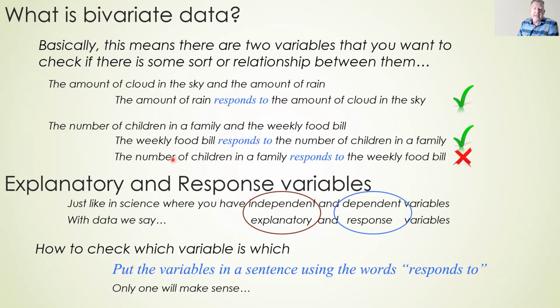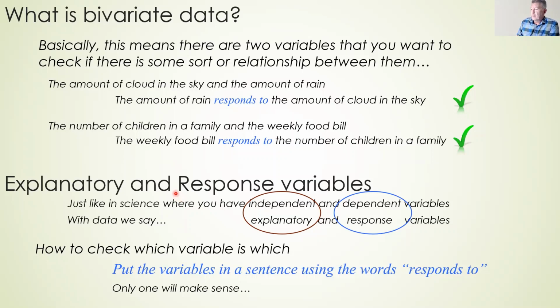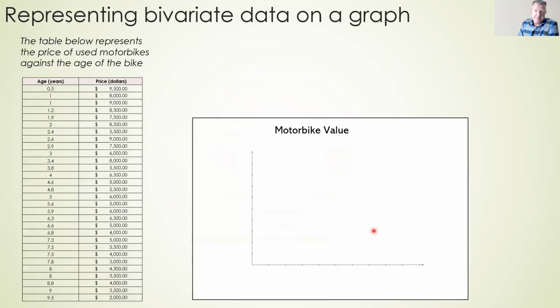So what that gives us is, let's have a look. This variable here, the weekly food bill, responds to, that's giving the hint. The weekly food bill responds, so that is our response variable. Okay, it's one of the trickiest things to do: put it in a sentence to decide which variable is which. Possibly the easiest way to explain it is by having a look at an example.